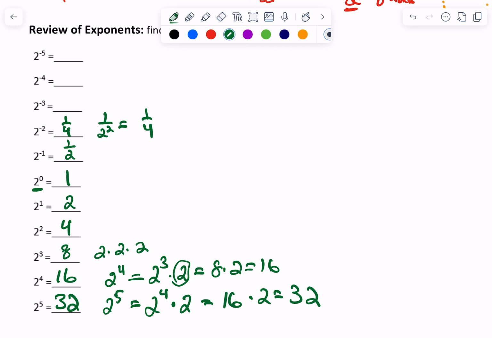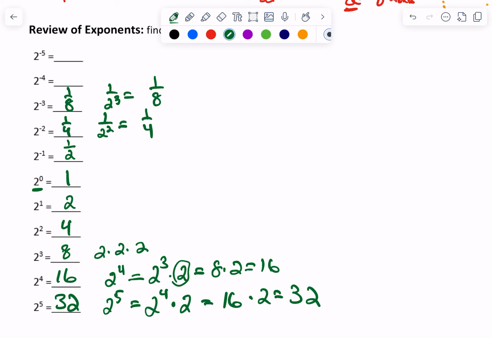2 to the power of negative 3 is the same as 1 over 2 to the power of 3. Sorry, I said 4 earlier, it should be a 3. 2 to the power of 3 is 8, so 1/8. Are you seeing a pattern here?